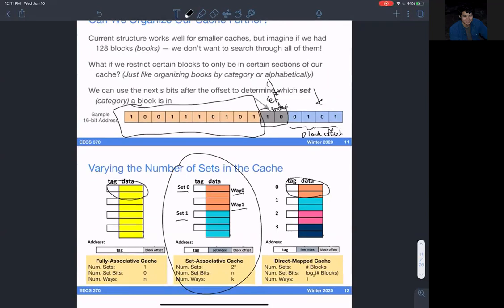So the number of sets we have is 2 to the n, right? So the number of bits we need to address 2 to the n things is n bits. So let's say, for example, we had 2 squared sets, which is equal to 4. In order to index into 4 different objects, we need 2 bits.